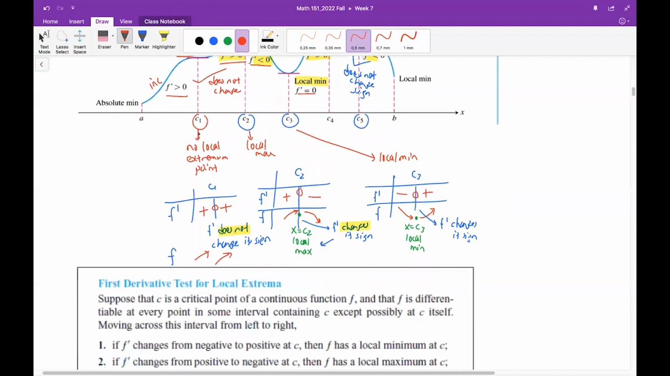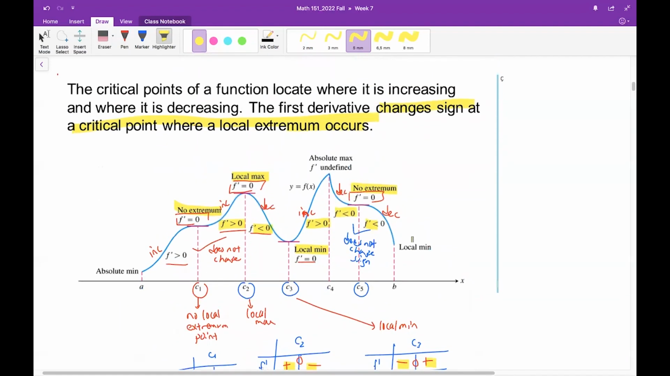So to have a local, what is the lesson here? To have a local maximum point or a local minimum point, your first derivative needs to change its sign from positive to negative, or negative to positive. If positive to negative, you have a local max. If negative to positive, look, you have a local min, okay? So let me also show you one more point here, which is C4. What happens at C4? At C4, there is a corner. That's why first derivative is undefined there.